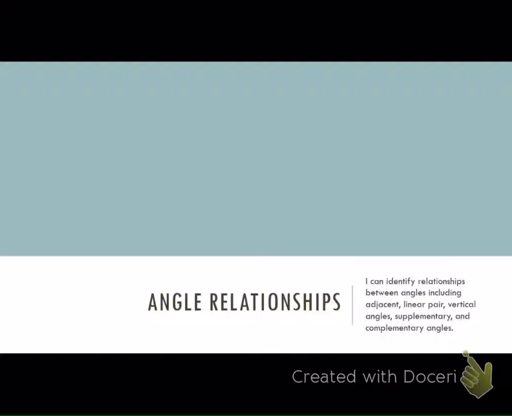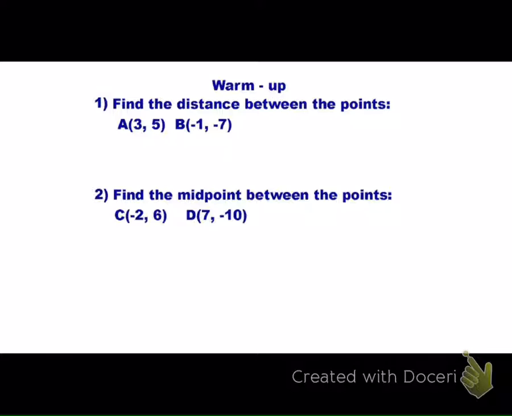Alright, so today we are going to be talking about angle relationships. You're going to be able to identify relationships between angles including adjacent, linear pair, vertical angles, supplementary, and complementary angles. I've defined some of these words for you already, but you're going to have to actually use them. But first we're going to review some distance and midpoint for those of you that may have struggled.